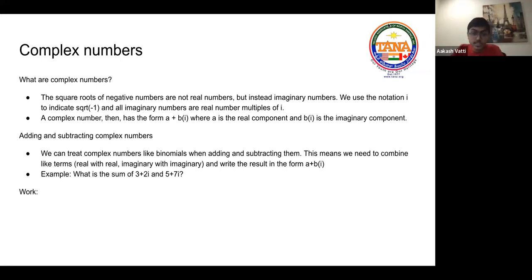So for example, what is the sum of 3 plus 2i and 5 plus 7i? The way you do this problem is you want to sum these two together. So you do 3 plus 2i plus 5 plus 7i, and you add these two terms together and these two terms together. So you get 8 plus 9i as your answer.